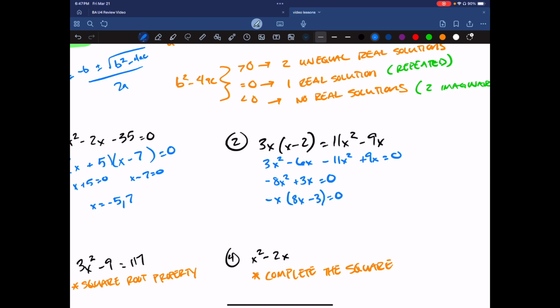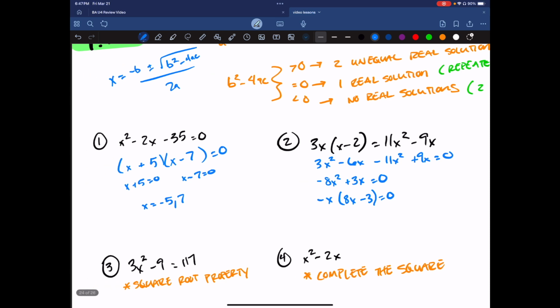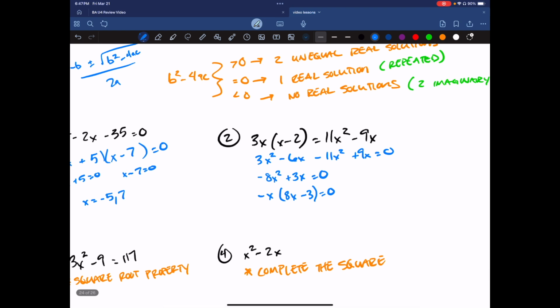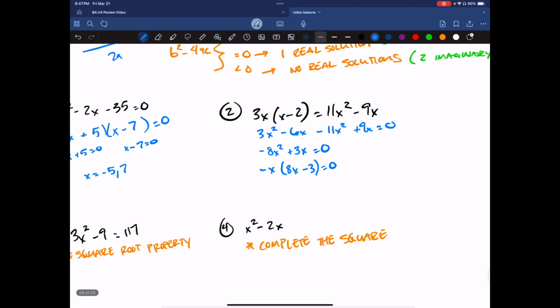-3 equals 0. Okay, now, while ago on number one, we said each factor equals 0. Now, I don't have two parentheses on number two, but I still have two factors. The first factor is -x. And so I'm going to say -x equals 0. I'm going to say 8x minus 3 equals 0. I'm going to solve for both.